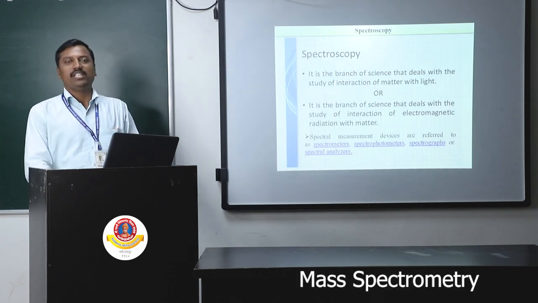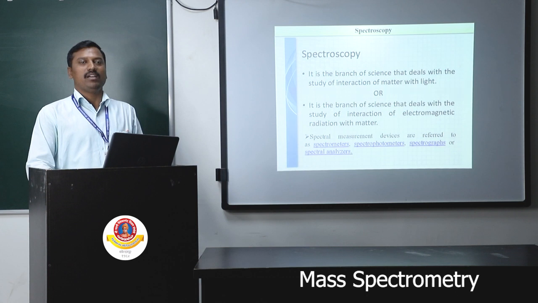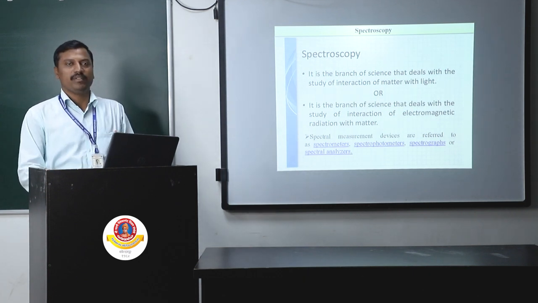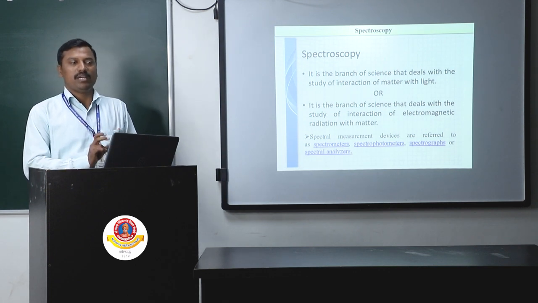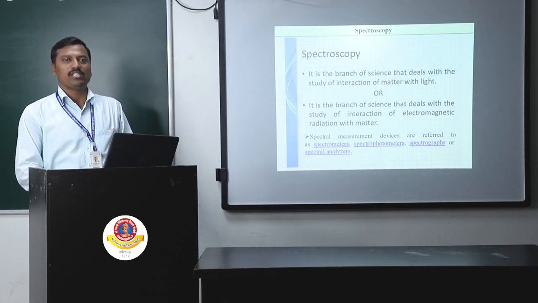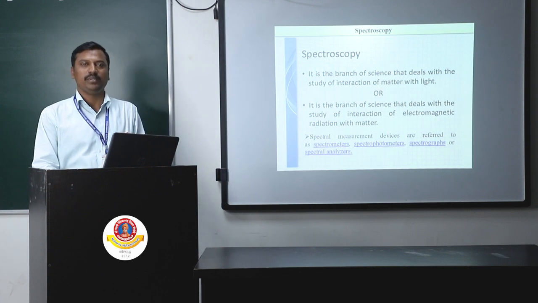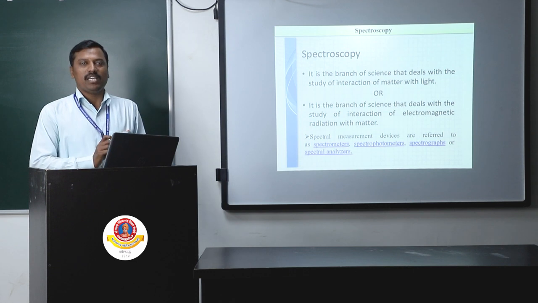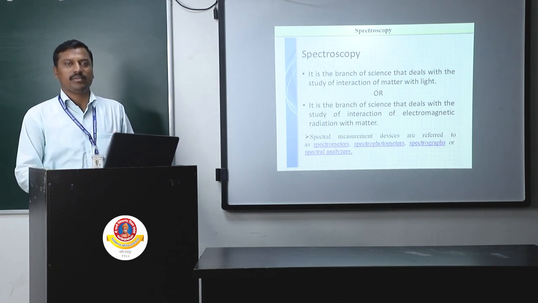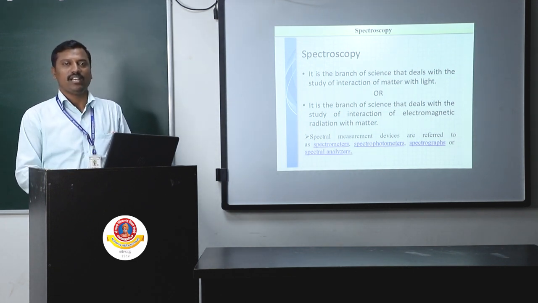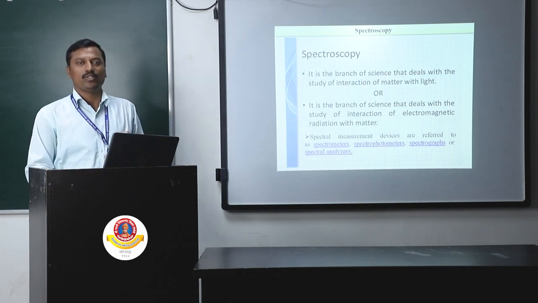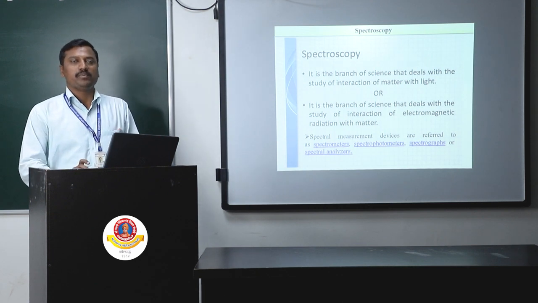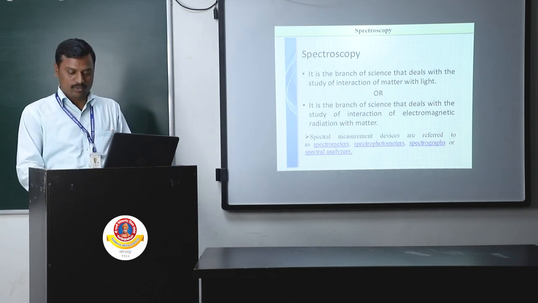First of all, we will see what is mass spectroscopy. Actually, the topic name is mass spectrometry, but mass spectroscopy is also called pseudo spectroscopy, because spectroscopy is based on the interaction of matter with light. But in mass spectroscopy, light is not used. It means electromagnetic radiations are not used. In mass spectroscopy, a high beam of electrons is used. So that's why mass spectroscopy is also called pseudo spectroscopy.